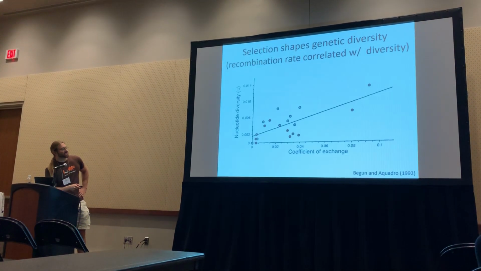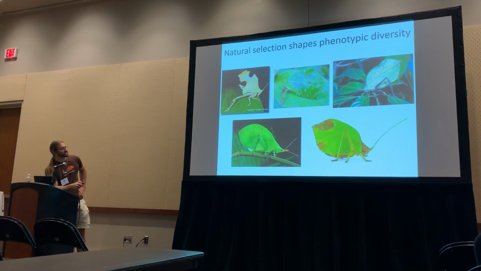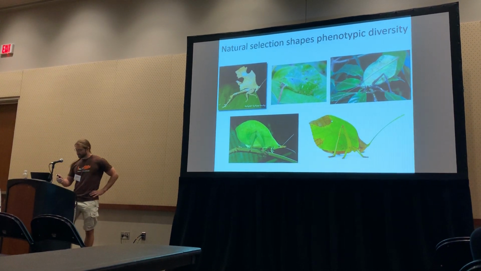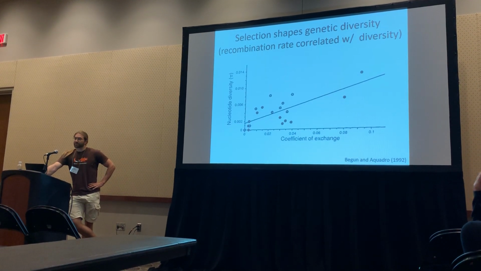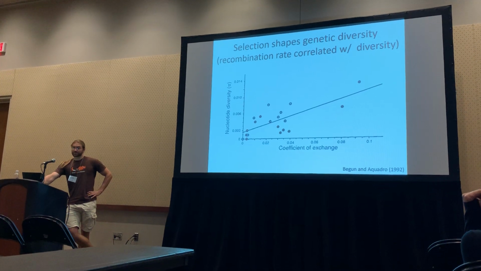Mimicking not only the colors, but the textures and shapes of leaves. You've got holes in there, one that's starting to change colors. Amazing stuff. Okay, so that's great, but what about within genomes? It turns out there's pretty strong evidence that selection shapes patterns of diversity across the genome as well.